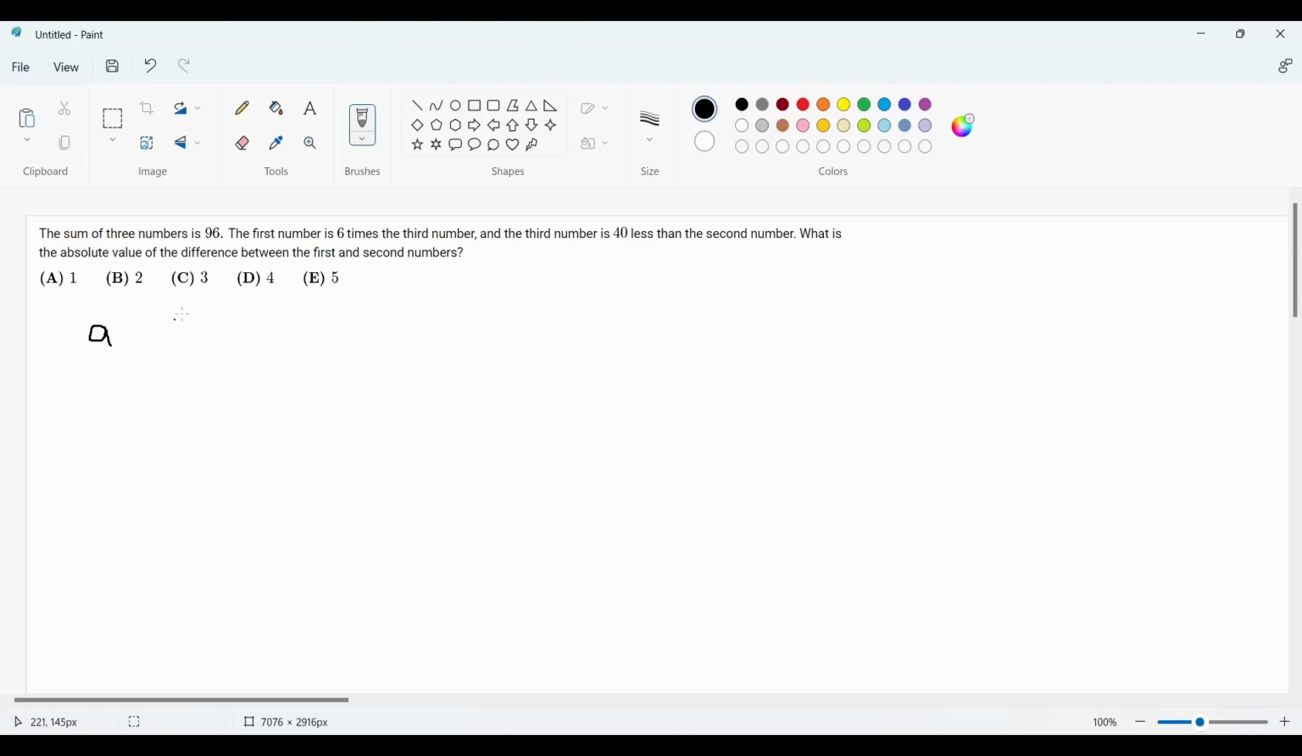So let's call those numbers a, b, and c and turn all these words into equations. First we have that the sum of the 3 numbers is 96. The first number, which is a, is equal to 6 times the third number, which is c. And the third number, which is c, is equal to 40 less than the second number, which is b. And our goal is to find the absolute value of the difference between a and b.